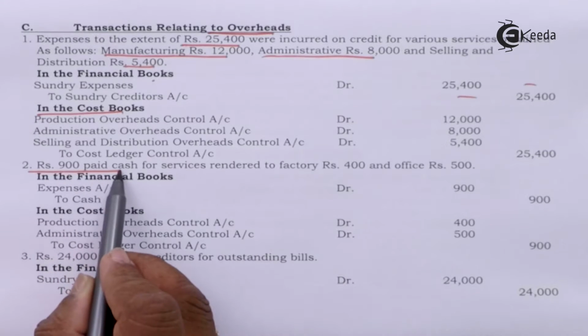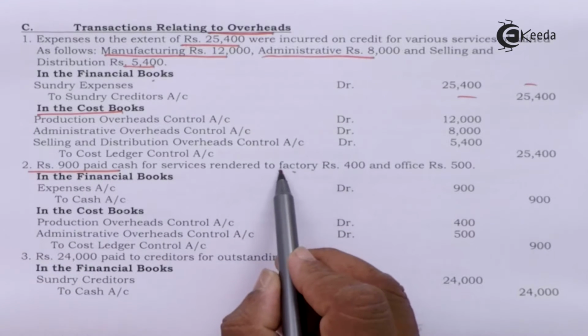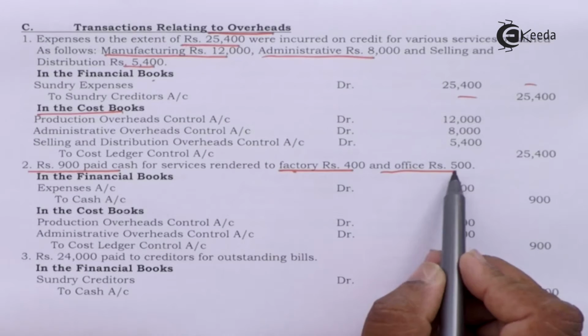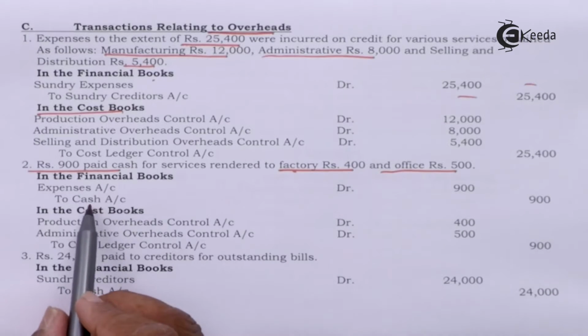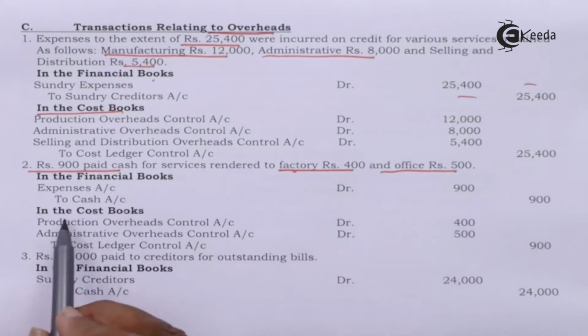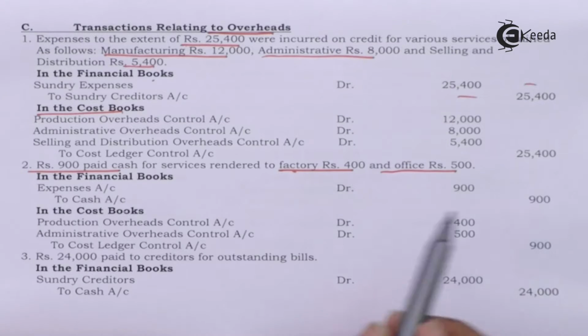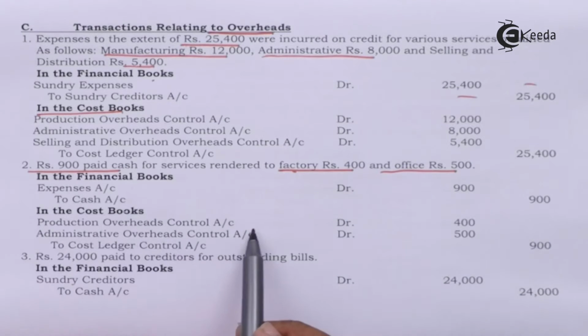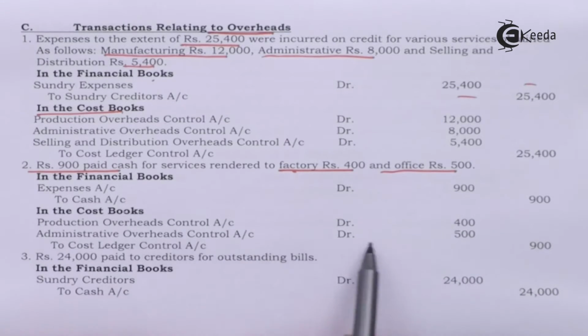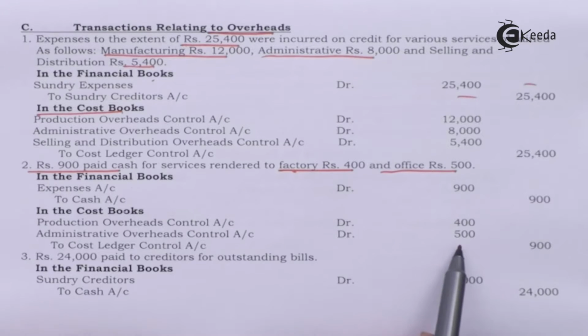Rupees 900 paid cash for services rendered to factory 400, office 500. In financial book, simple entry will be expenses account debit 900 to cash account. In cost book, we have to record production overheads control 400, administration overheads control 500, depending upon the nature of expense, to cost ledger control account 900.